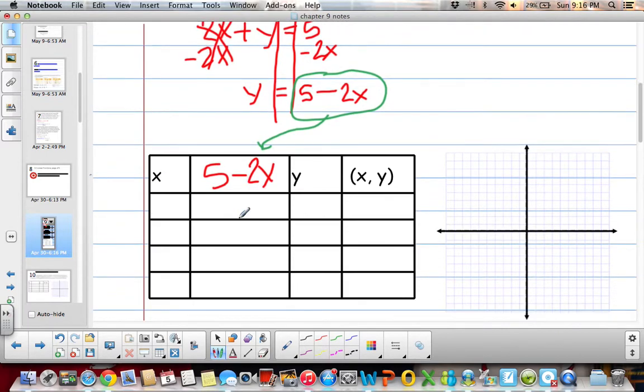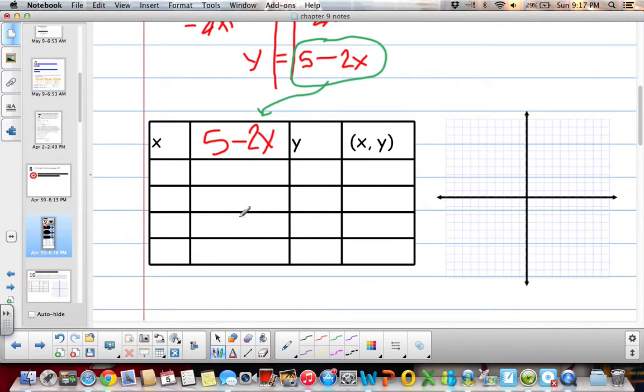Now we can pick any values of x because there's an infinite amount of x values that we can put in for our equation. We're going to keep it somewhat simple and go with 0, 1, 2, and 3. You could go 0, 2, 4, 6. You could go 0, 5, 10, 15, whatever you want to do. It's easier to graph when you have closer values of x.